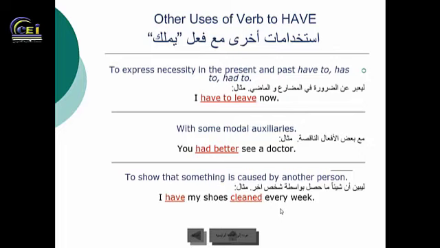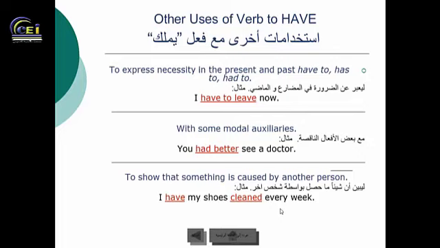Other uses of the verb to have. To express necessity in the present and past: have to, has to, had to. I have to leave now. Have to equals must, expressing necessity. Have or has is used for the present, but had to is used for the past. I had to.